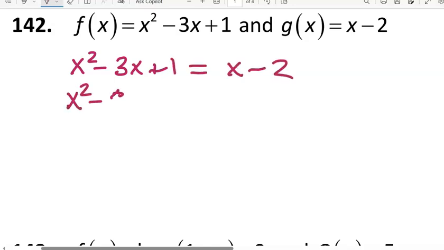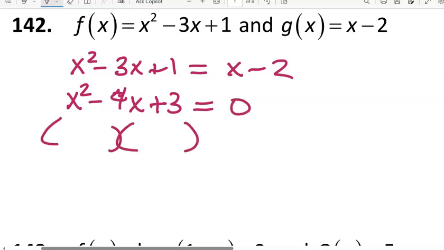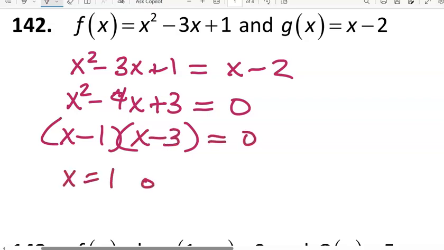Subtracting x and adding 2, we're going to get plus 3. That gives us a 0 on one side, which makes it fairly easy to factor. (x minus 1)(x minus 3) is equal to 0. So either x equals 1 or x equals 3.